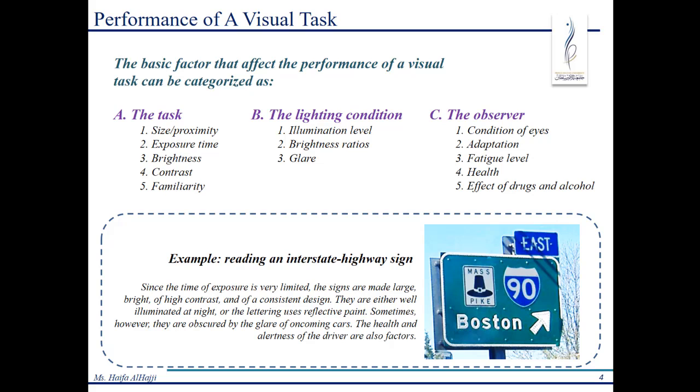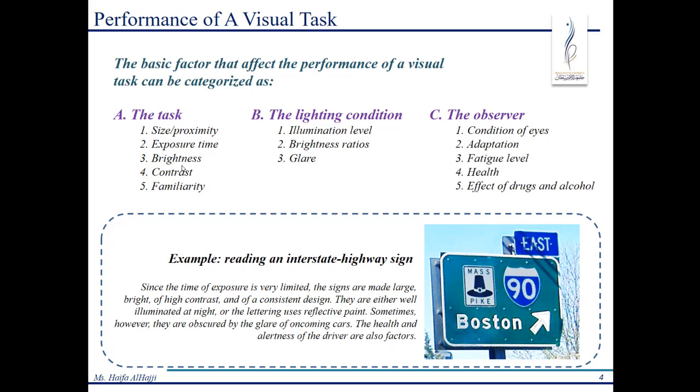So first, let's talk about in general what the related factors of the task are. As we can see, we listed here the size and proximity of the task. For example, is the writing in a good font size? Then exposure time: for how long am I able to see that writing? As we can see in here, this is an example of a sign. You see it only for a short period. For example, if you are reading a book, you have more time to read.